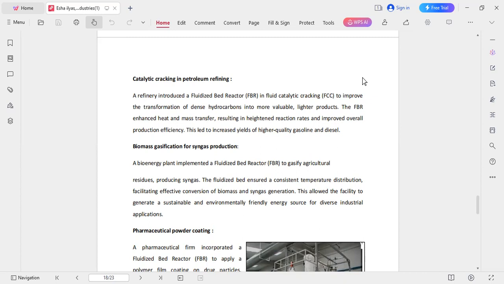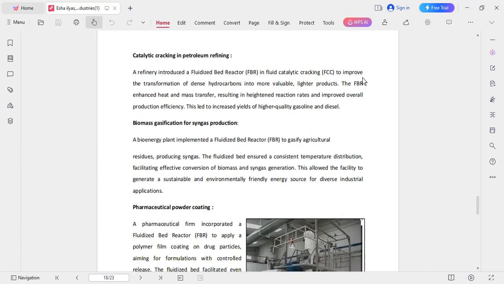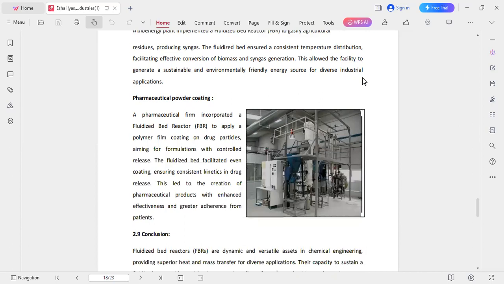Number 3, pharmaceutical powder coating. A pharmaceutical firm incorporated a fluidized bed reactor to apply a polymer film coating on drug particles, aiming for formulations with controlled release. The fluidized bed facilitated even coating, ensuring consistent kinetics in drug release. This led to the creation of pharmaceutical products with enhanced effectiveness and greater adherence for patients.